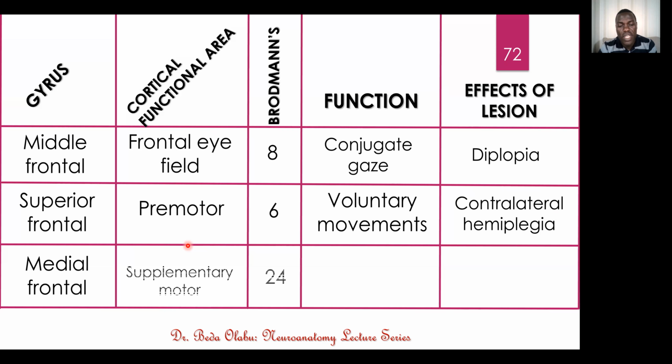The medial frontal gyrus houses another region we are calling the supplementary motor area. This is area number 24 of the cerebral cortex. Supplementary motor area is also concerned with the voluntary movements. But in this case, there are these movements that have a temporal aspect to them, to mean that the movements are time dependent.